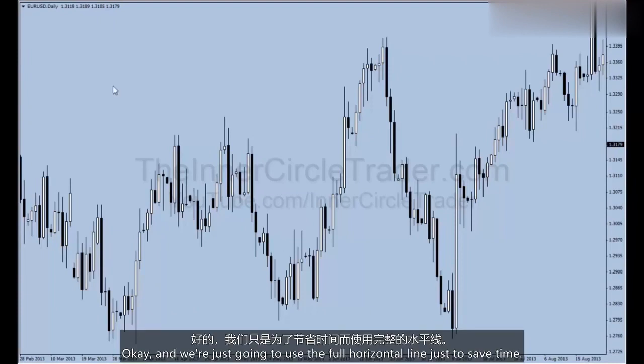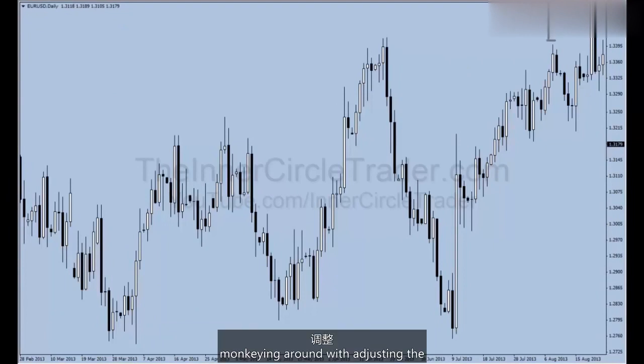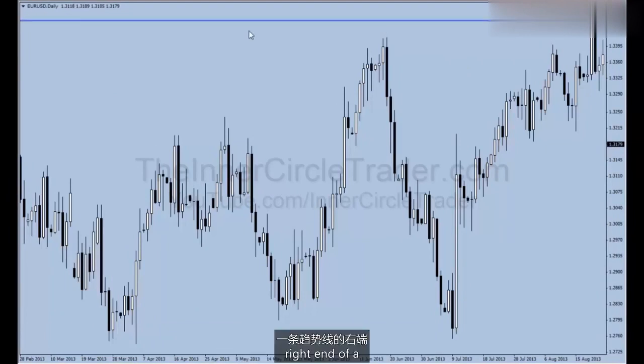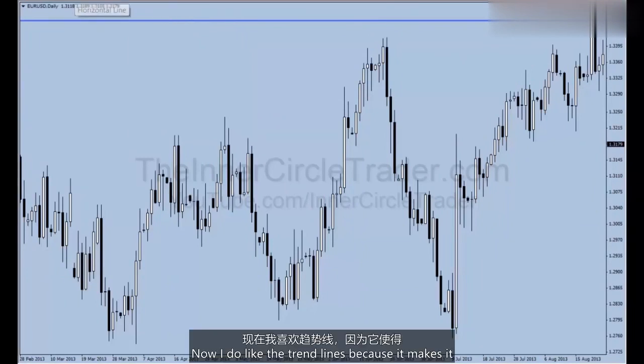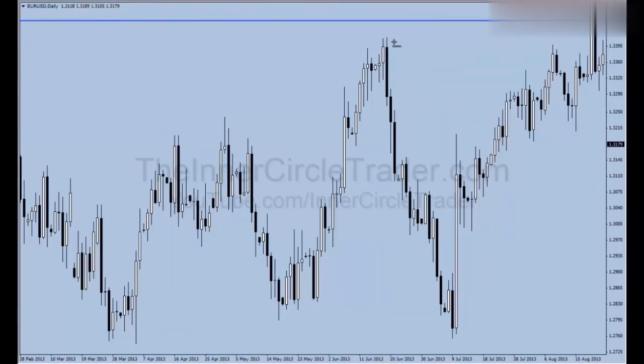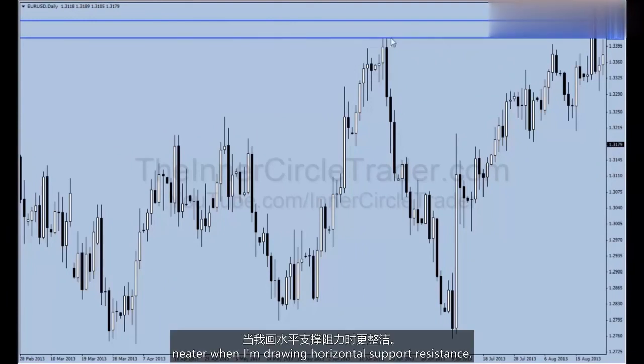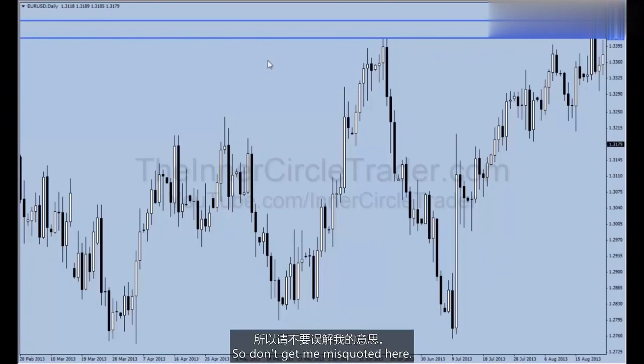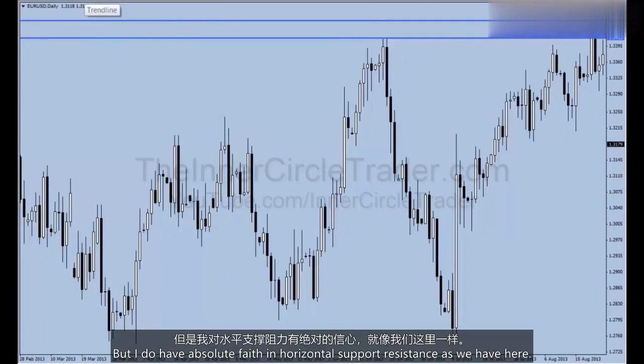Okay, and we're just going to use the full horizontal line just to save time, because I spent a lot of time monkeying around with adjusting the right end of a trend line. Now I do like the trend lines because it makes it neater when I'm drawing horizontal support resistance. Now I don't like trend lines on a diagonal basis, so don't get me misquoted here. I do not have faith in diagonal support resistance, but I do have absolute faith in horizontal support resistance as we have here.